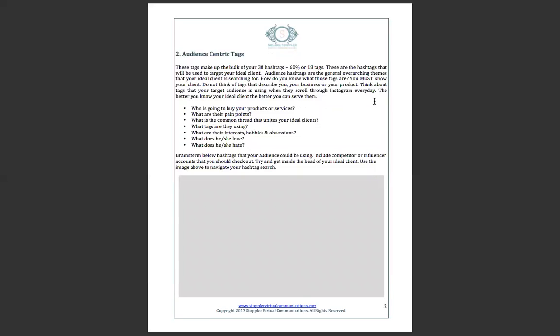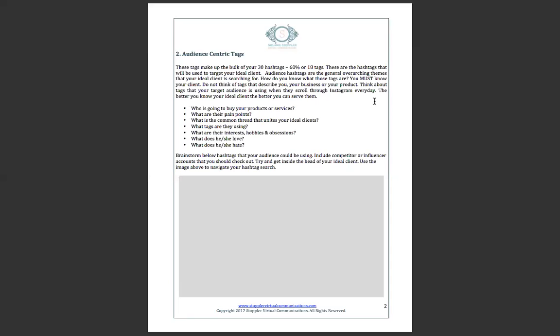Next, we've got the audience-centric tags. These are also your niche hashtags, and they will make up the bulk of your 30 hashtags. These hashtags should be focused on your target market, not you or your business. Think of it as finding the place where your target market likes to hang out. Try and join the conversation that they are having. So you're going to want to use hashtags that your target market is using, not hashtags that describe your actual content per se or your business.